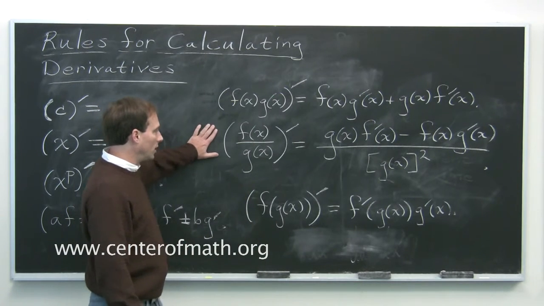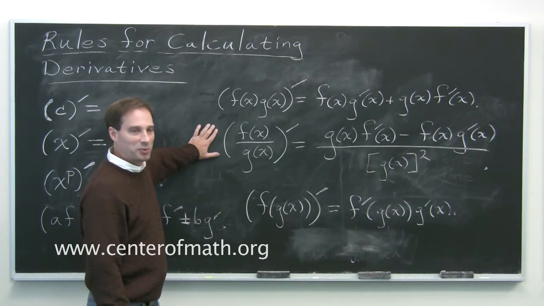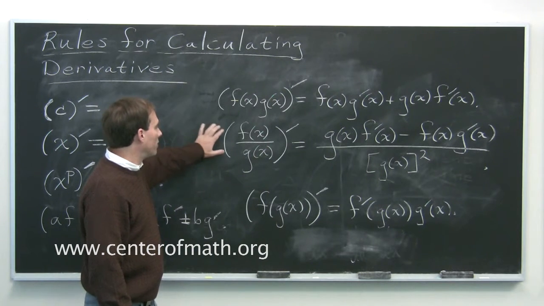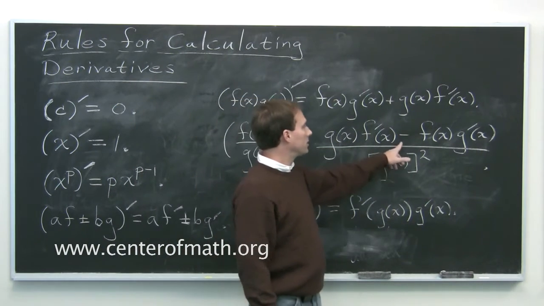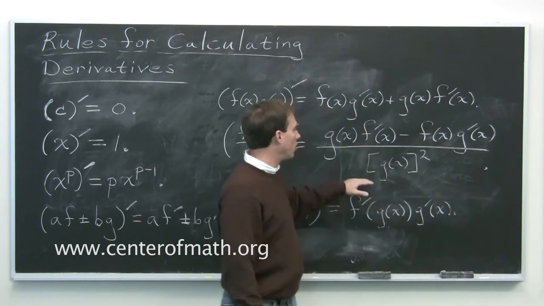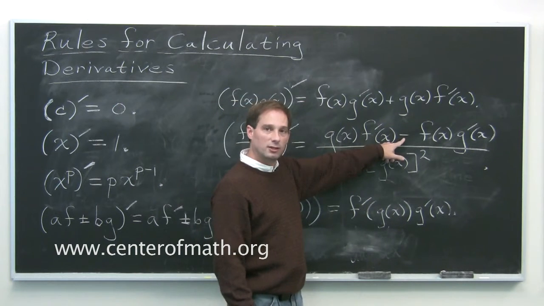This is the quotient rule. It's not very well liked. People have trouble remembering it. The derivative of a quotient of two functions, it's the bottom times the derivative of the top minus the top times the derivative of the bottom, all divided by the bottom squared. Don't forget this minus sign.